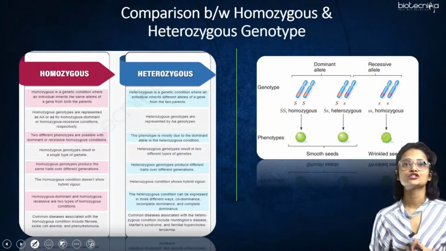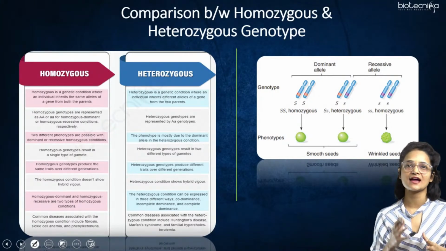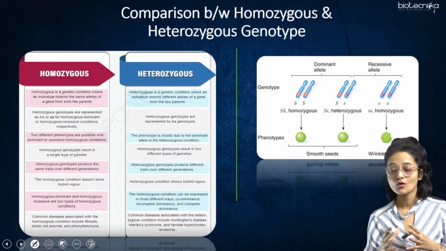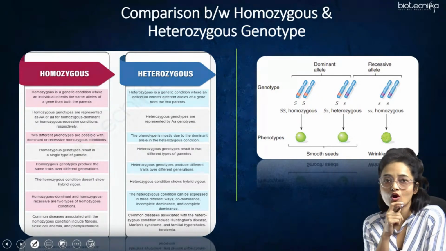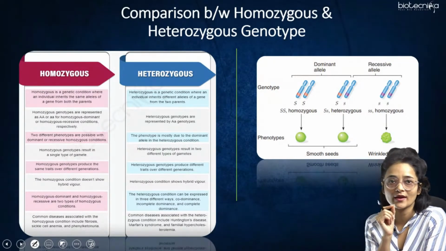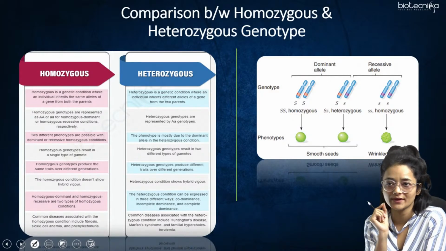Then coming to the comparison between the homozygous and the heterozygous genotype. Now, what do you understand by homozygous and heterozygous genotypes? So here it says that homozygous is a genetic condition where an individual inherits the same alleles of a gene from both the parents, right?